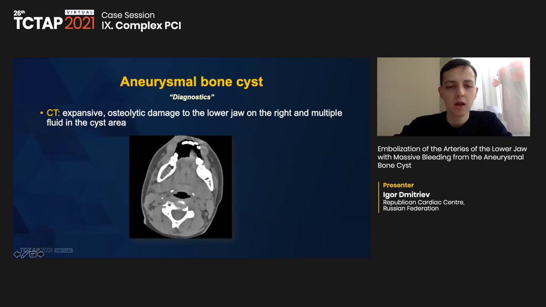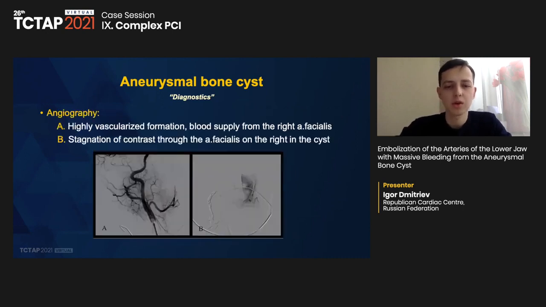Diagnostics. According to computer tomography of the facial skull, there was extensive multiple osteolytic damage to the lower jaw on the right and multiple fluid levels in the cystic area. According to angiography data, we found a highly vascularized formation with blood supply from the right arteria facialis, and stagnation of contrast.